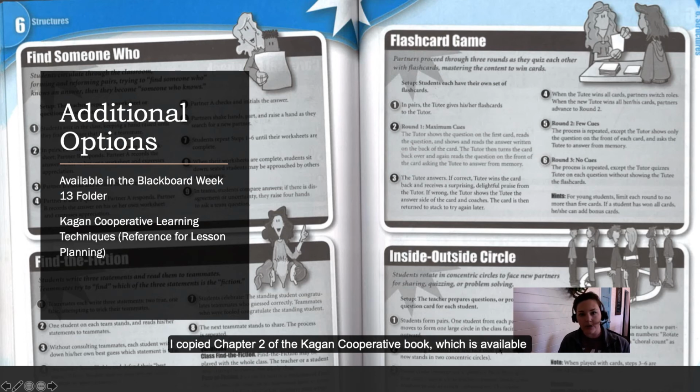I copied chapter 2 of the Kagan Cooperative book, which is available in Blackboard in the Week 13 folder. All of these can apply to any content area. You just have to think about how you're going to do it. You can also look at what's available on Teachers Pay Teachers and then modify that, or Google, or whatever your favorite teaching resource is, and modify it to fit the content you are working on.